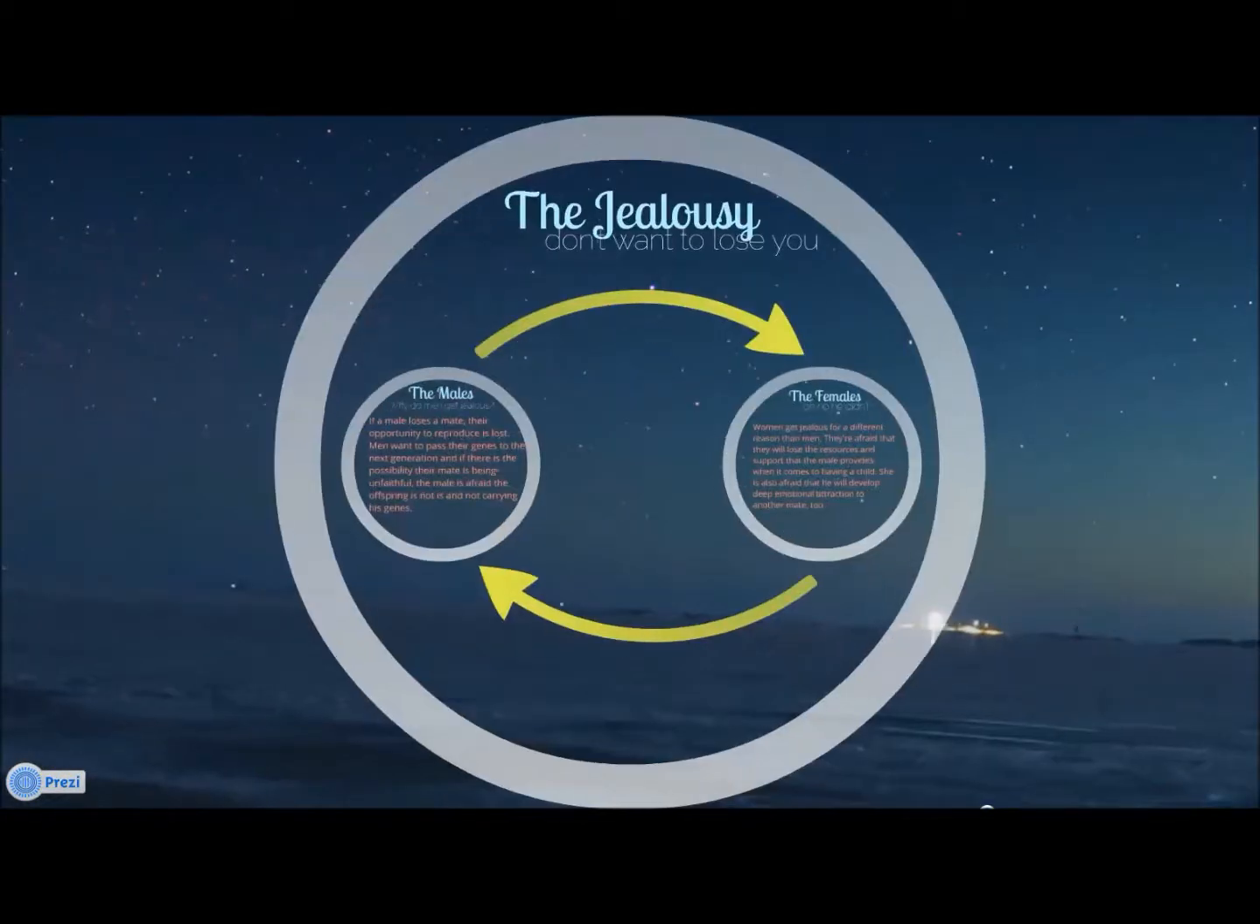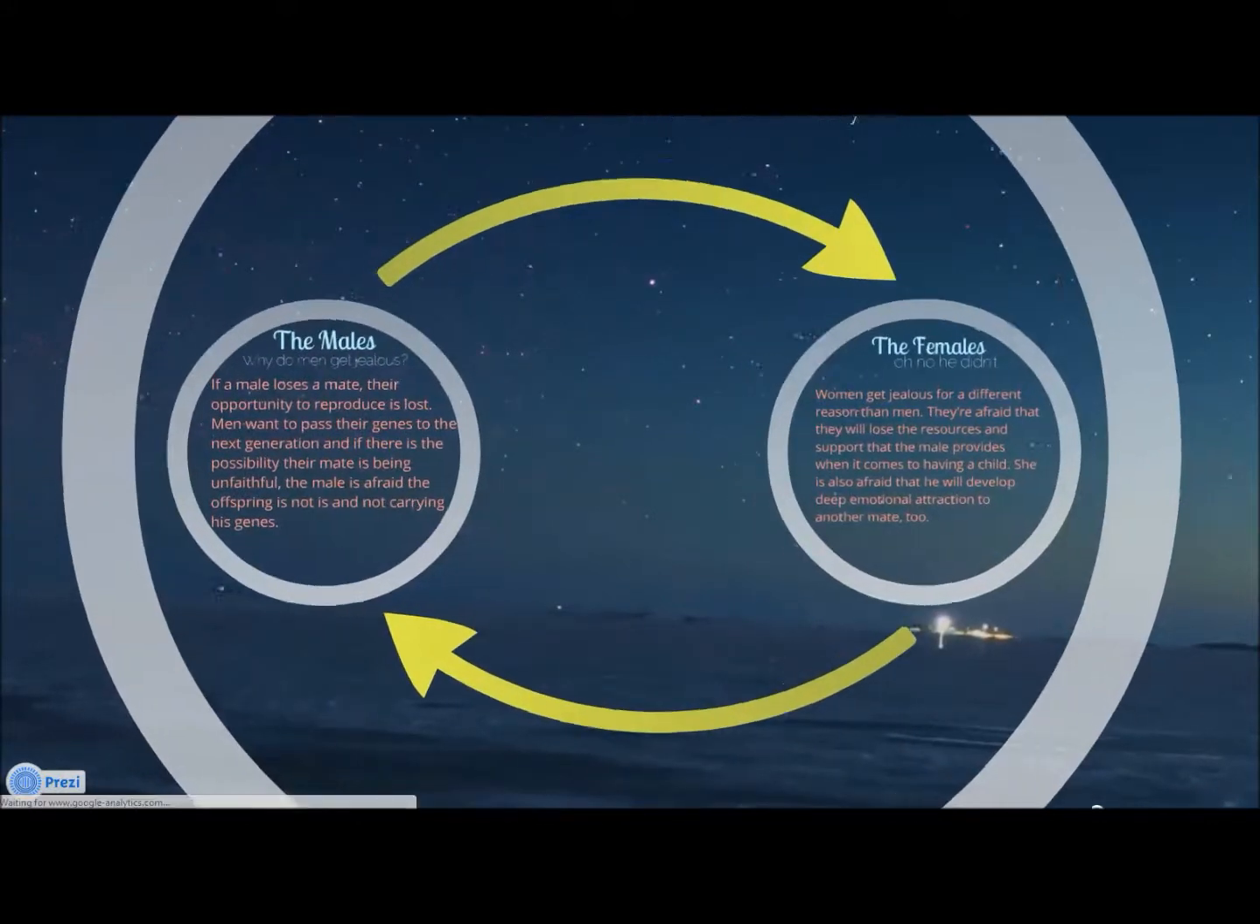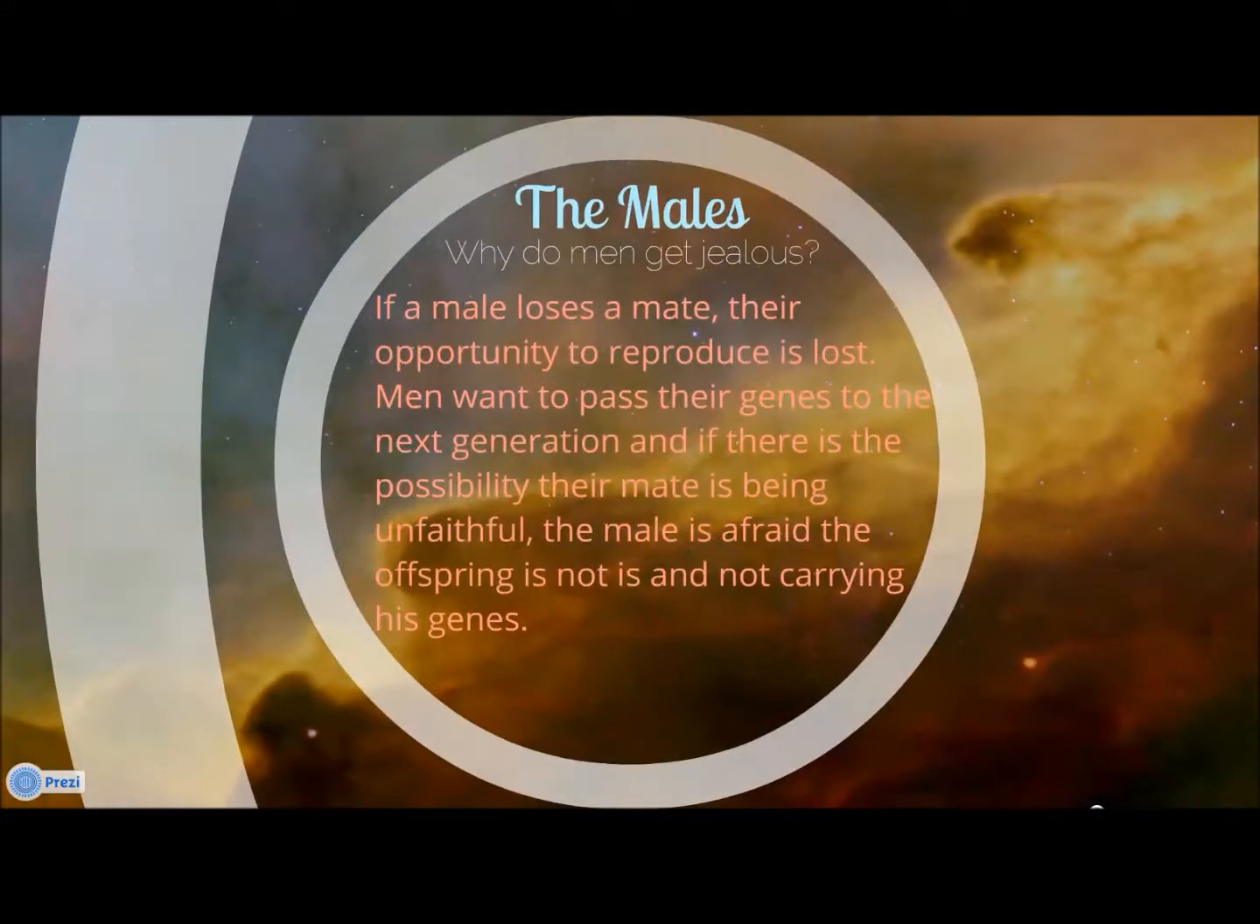Jealousy. Why do men get jealous? If a male loses a mate, their opportunity to reproduce is lost. Men want to pass their genes on to the next generation, and if there is the possibility that the mate is being unfaithful, the male is afraid the offspring is not carrying their genes.